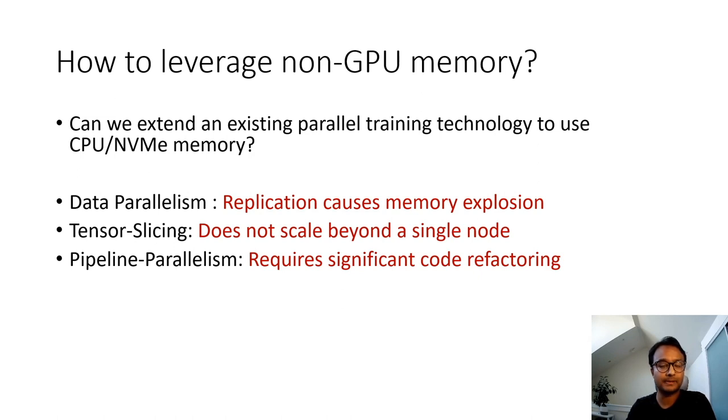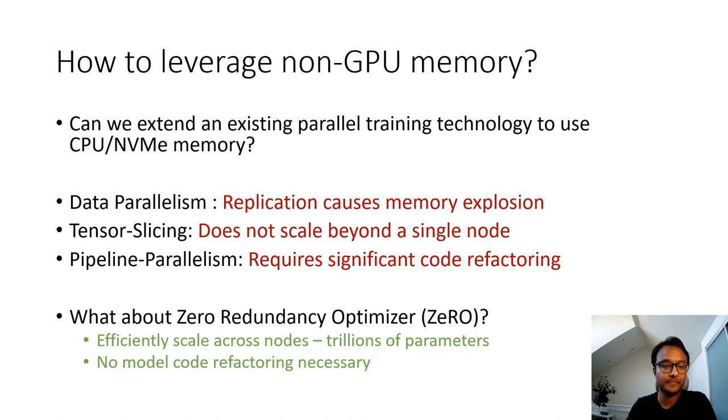And if you look at pipeline parallelism, it works great, has good efficiency, and can scale across nodes, but it requires significant code refactoring, which makes it challenging for data scientists to use. But what about the zero redundancy optimizer? It scales efficiently across nodes and can scale to trillions of parameters, and no model code refactoring is necessary.